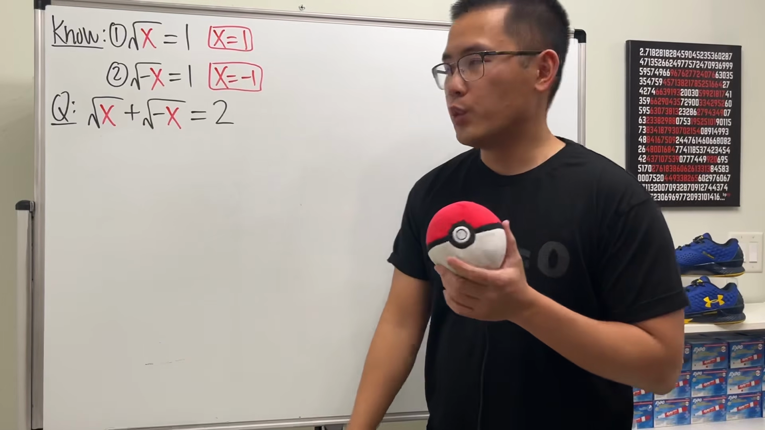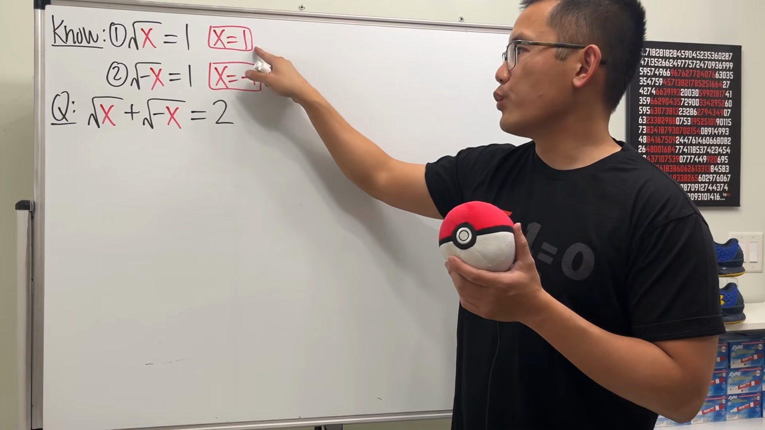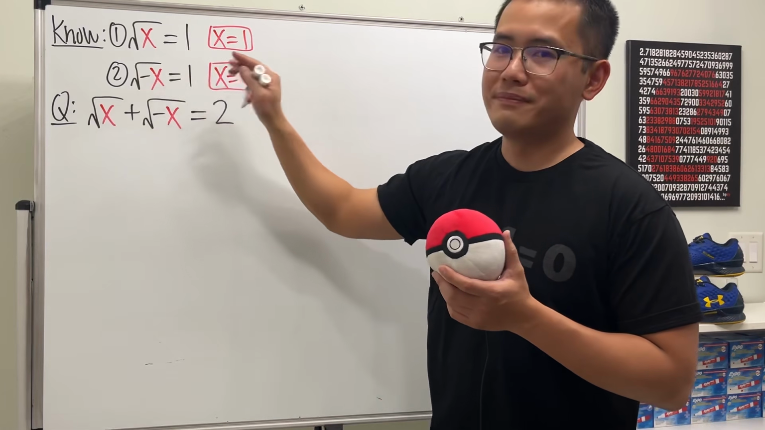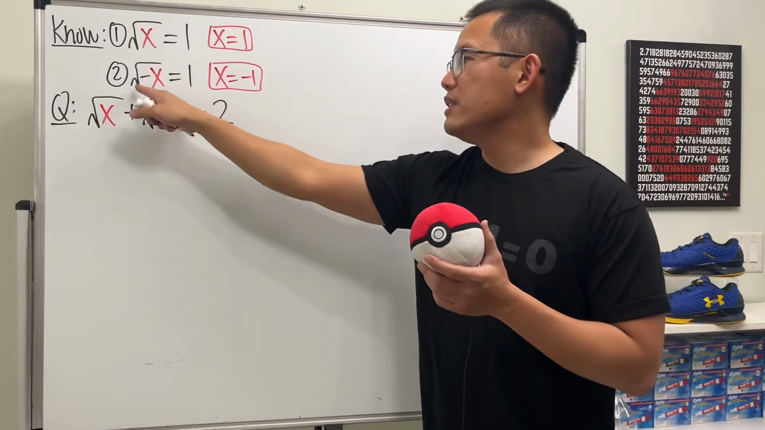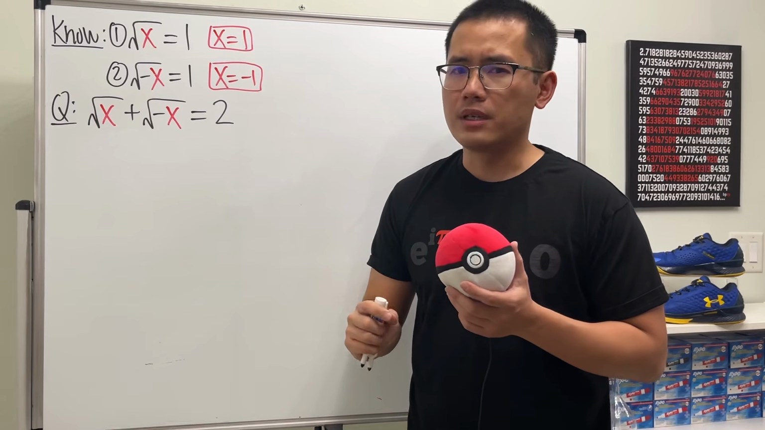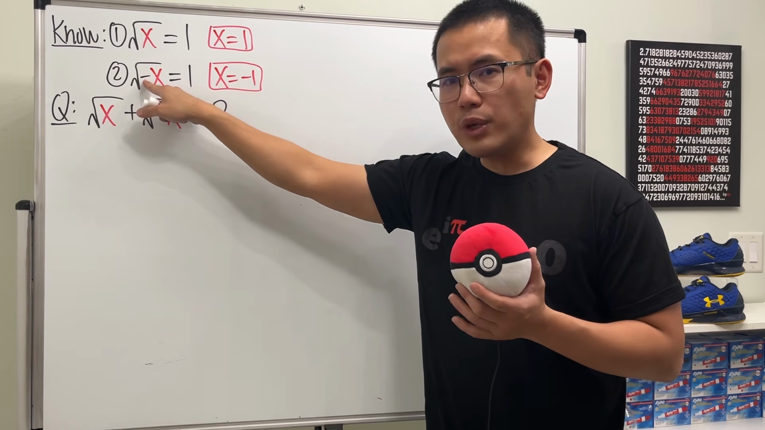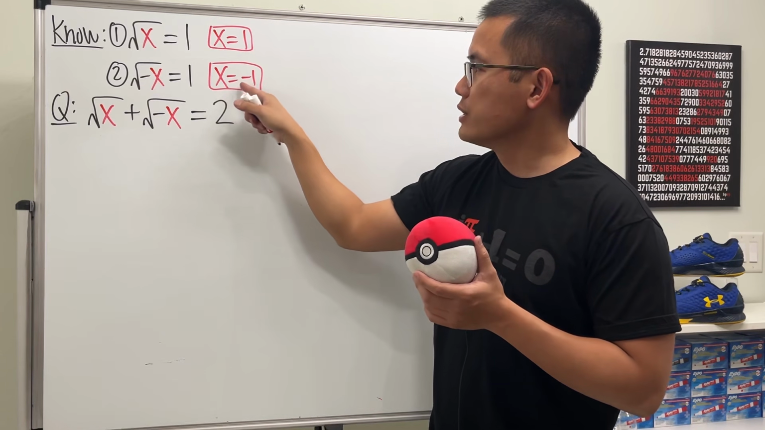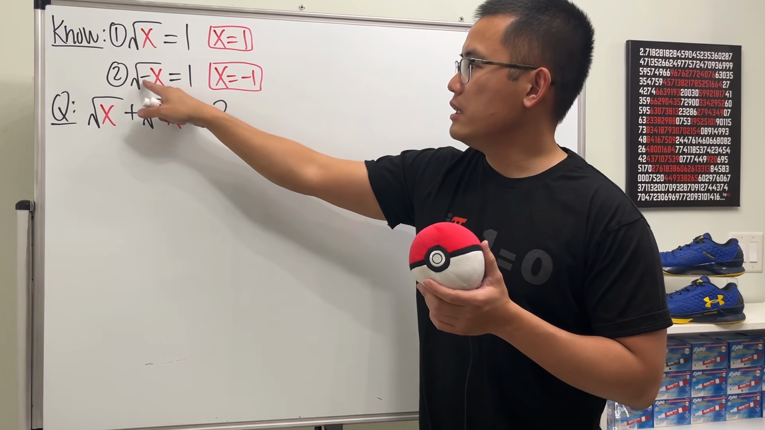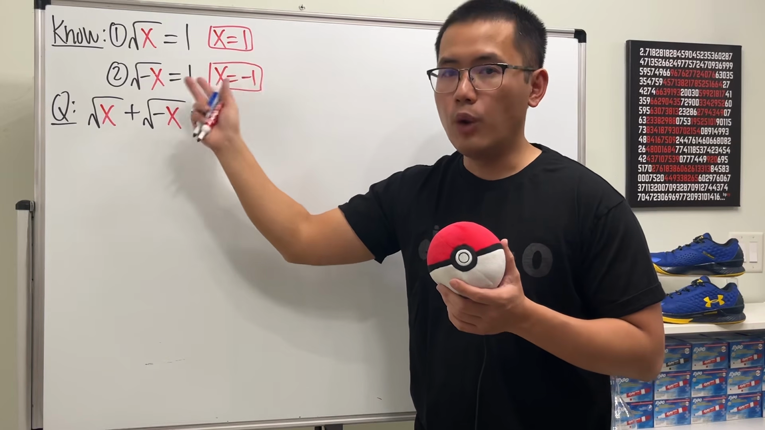Okay, as we all know, when we want to solve square root of x is equal to 1, in this case, x is just equal to 1 because square root of 1 is equal to 1. Done. And then if we see square root of negative x is equal to 1, some people might feel a little bit uncomfortable because we have the negative inside the square root. But this right here is actually okay because x is just equal to negative 1. So you see, negative 1, square root of that is 1. So we are also done.